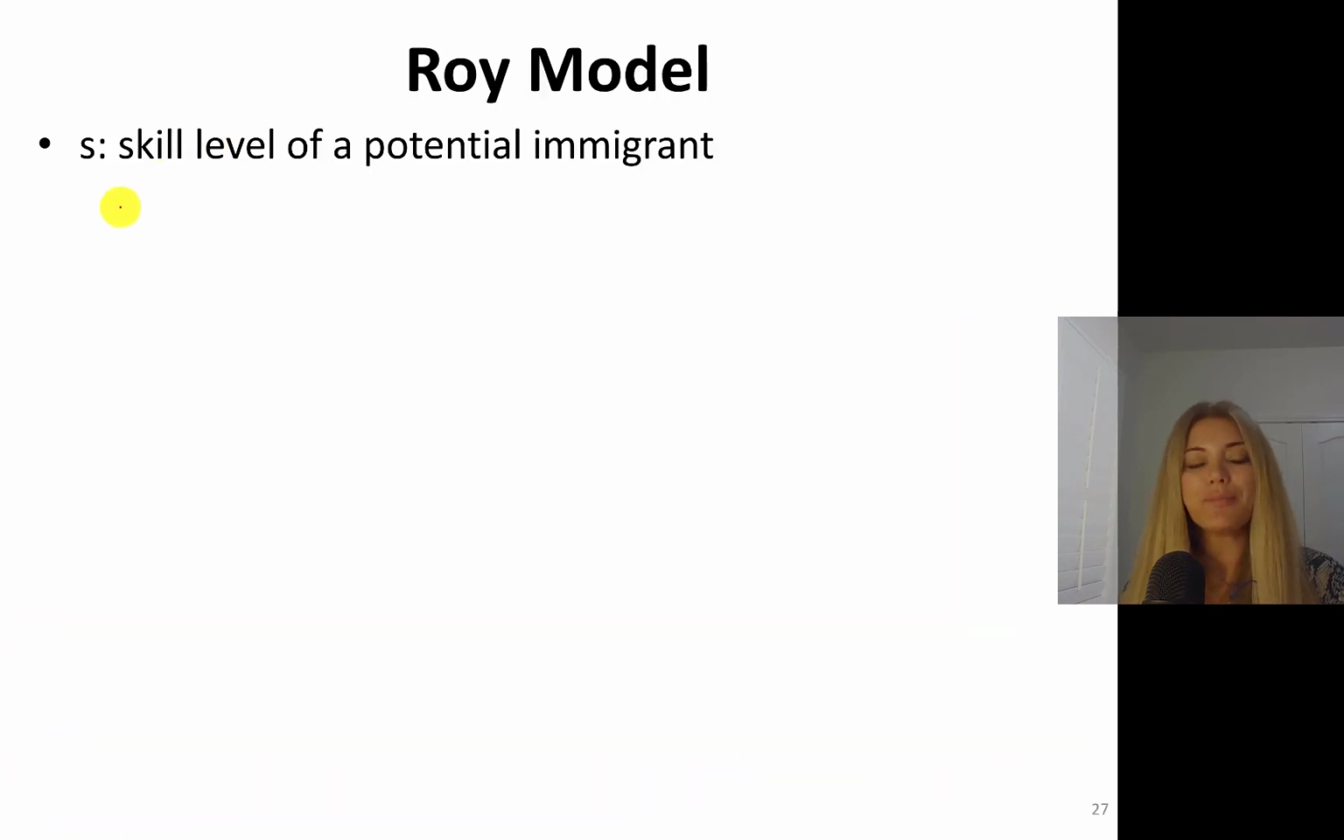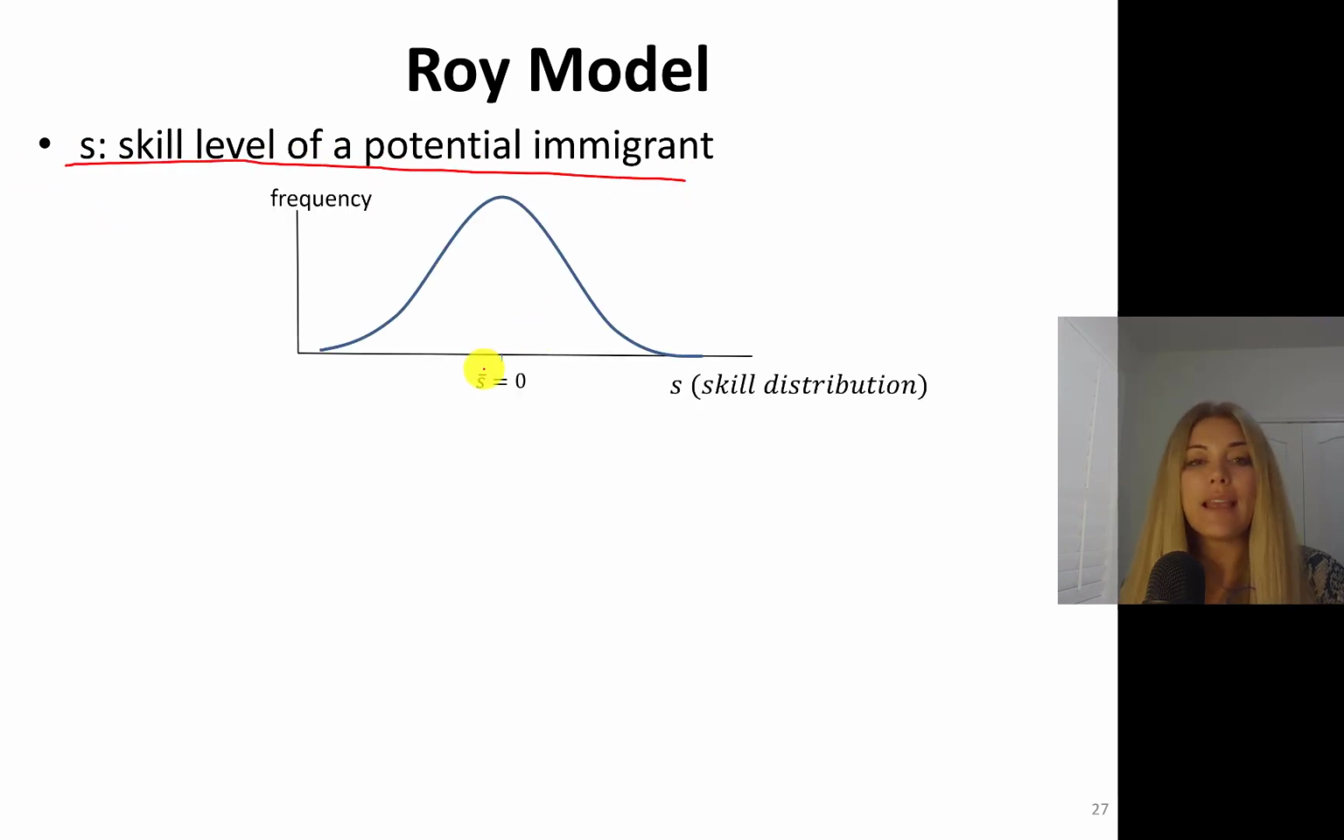Okay, we're going to set up the Roy model, so please have paper and pencil and take notes. S is the skill level of a potential immigrant, and we are going to look at the skill distribution, the frequency of people. Most people are centered around the average, so we normalize average skill to 0.